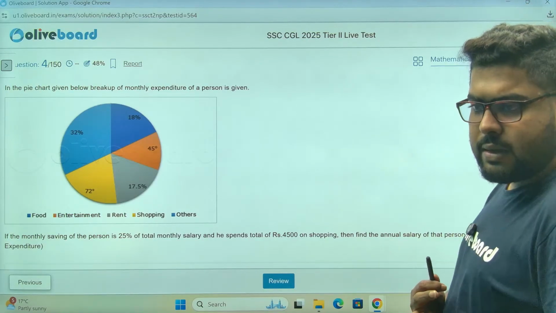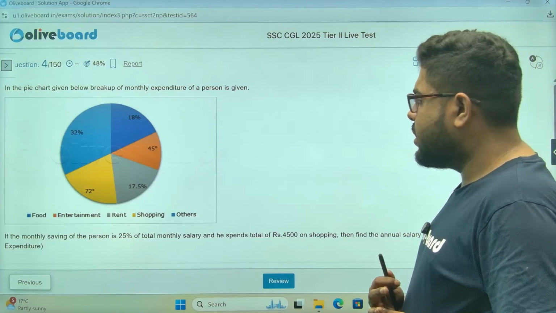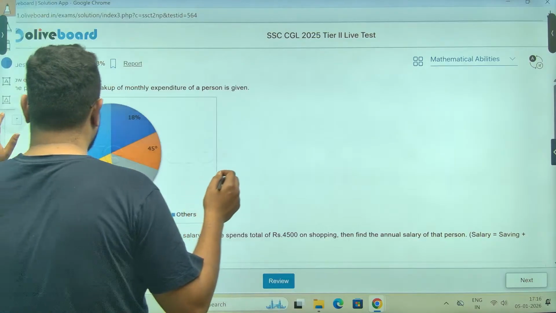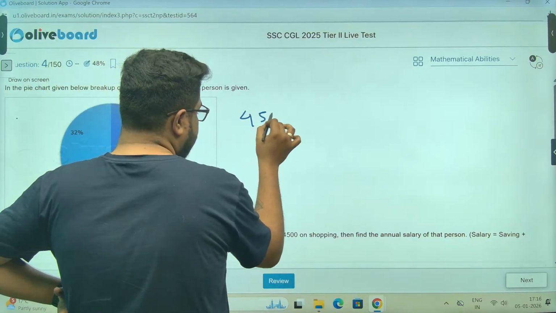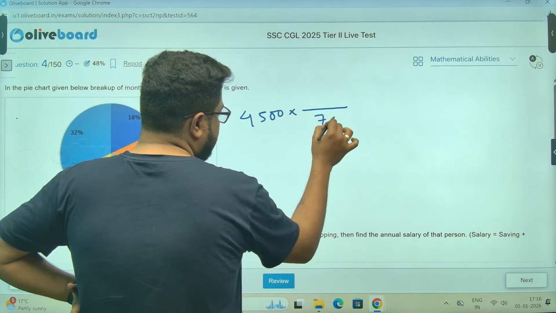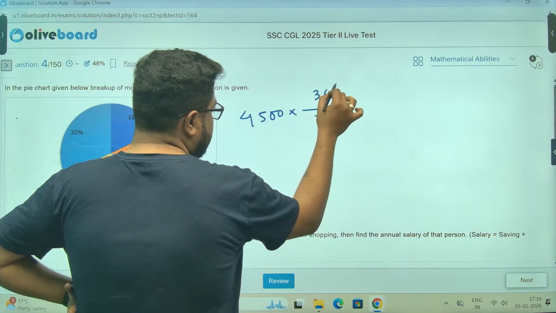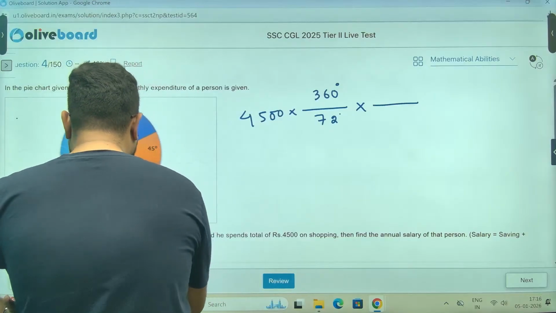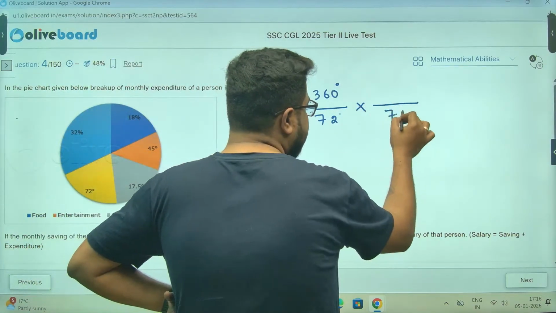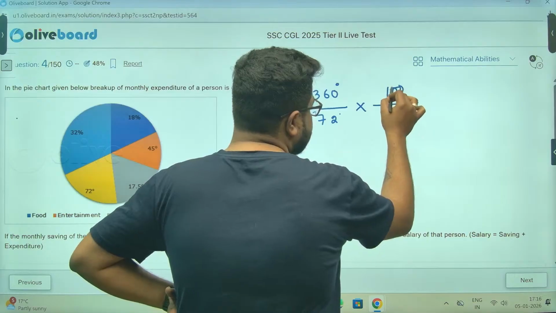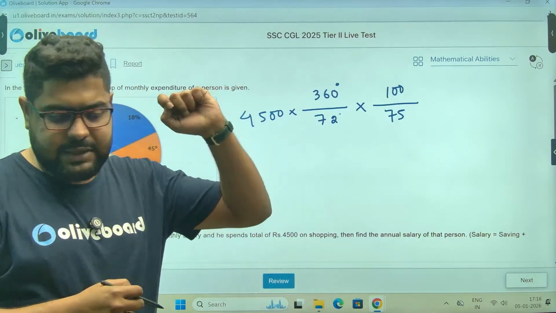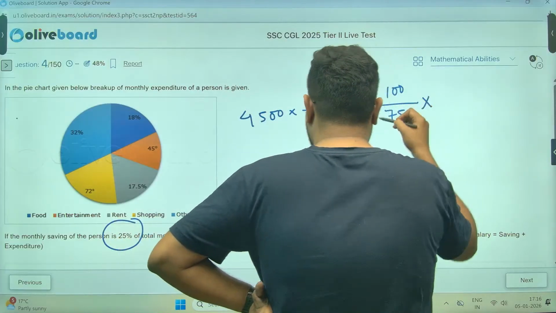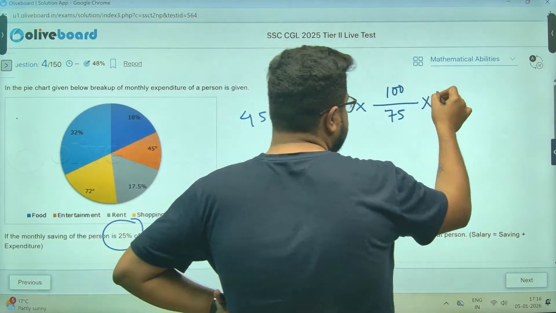Ek second. I might have messed up one simple thing. Ruko, sir. Same thing. 4,500 rupees, 72 degrees, 360 is total. This is expenditure. Now, why am I writing 25? 25% is the savings, so expenditure is 75%. I messed up. This is 25 I was writing. My mistake, everyone. Completely my mistake. 100 by 75. 100 by 25 I was writing.